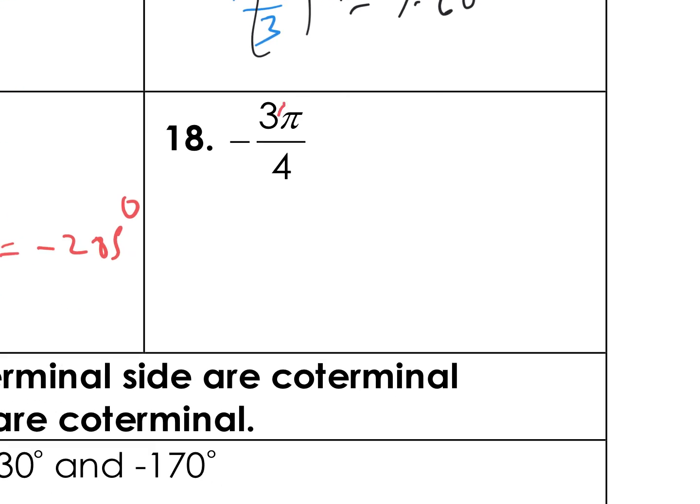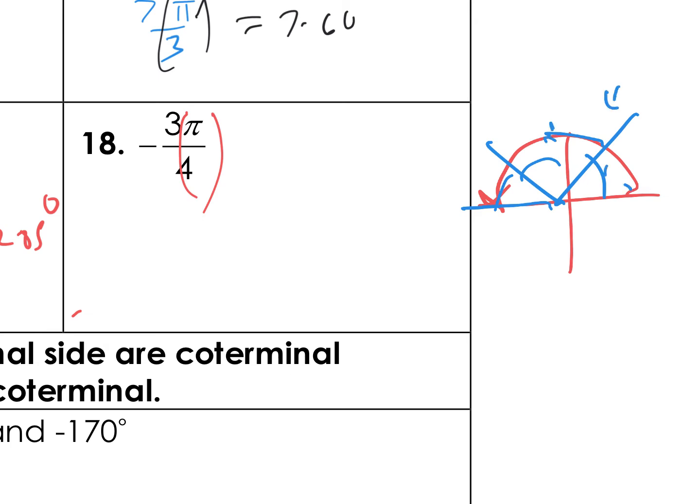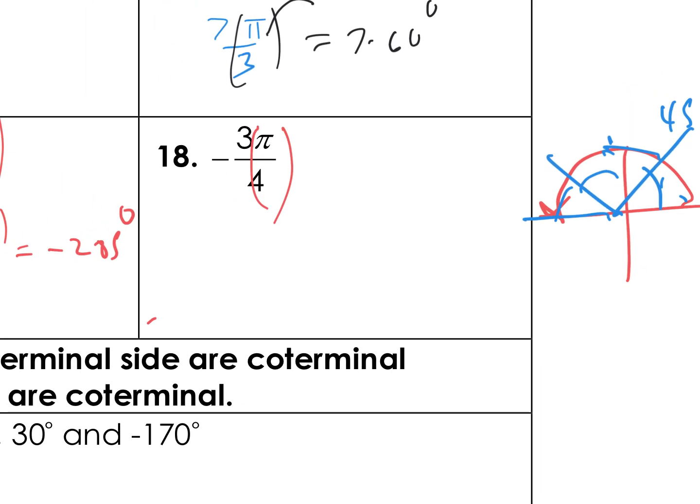Do we remember what pi over 4 is? Oh, wait, pi over 4 is 45? It is, because if you take all the way to pi, divide that up into 4, here they are, 1, 2, 3, 4. Half of this distance must be 45 degrees. There you go. So 45 times a negative 3 is negative 135. What's the unit? Degrees. Degrees, okay.